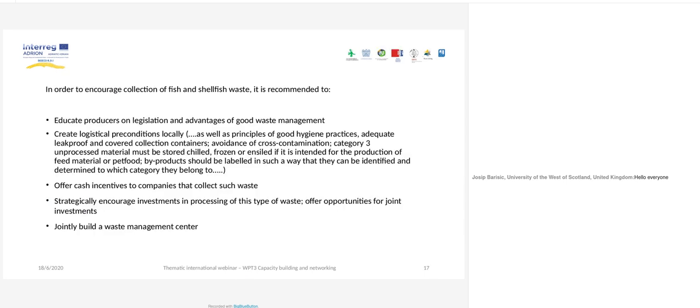Therefore, in order to avoid wasting of valuable biomass and its throwing back to the sea, we need to encourage its collection. For that purpose, education of good waste management needs to be conducted, as well as to create logistical preconditions. If needed, offer cash incentives to those who collect and process such biomass, encourage investments in processing, and finally build a waste management center for aquatic biomass. That is something that our partners from Agroproteinka company, which some of you have visited, would also like to build as an addendum to current facilities.